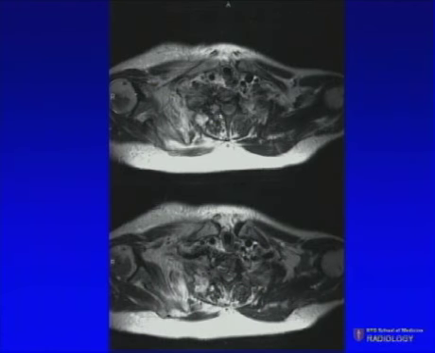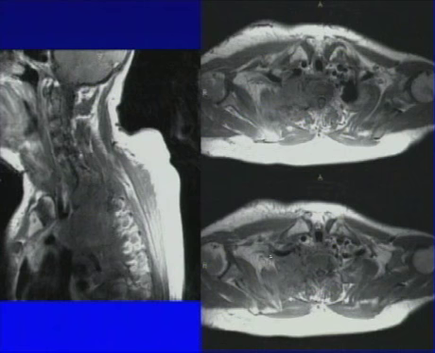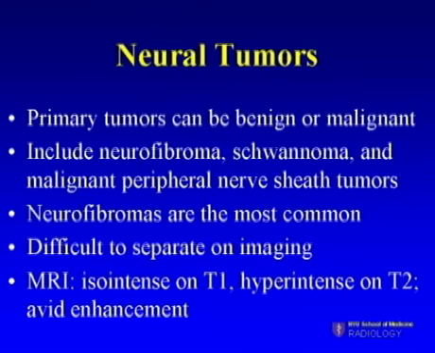On the T2 weighted images, there are areas that are somewhat hyperintense, and more focal areas that are much more hyperintense. But you can see that the T1 weighted images really help us in looking at the extent of the soft tissue. Neuronal tumors can be benign or malignant.